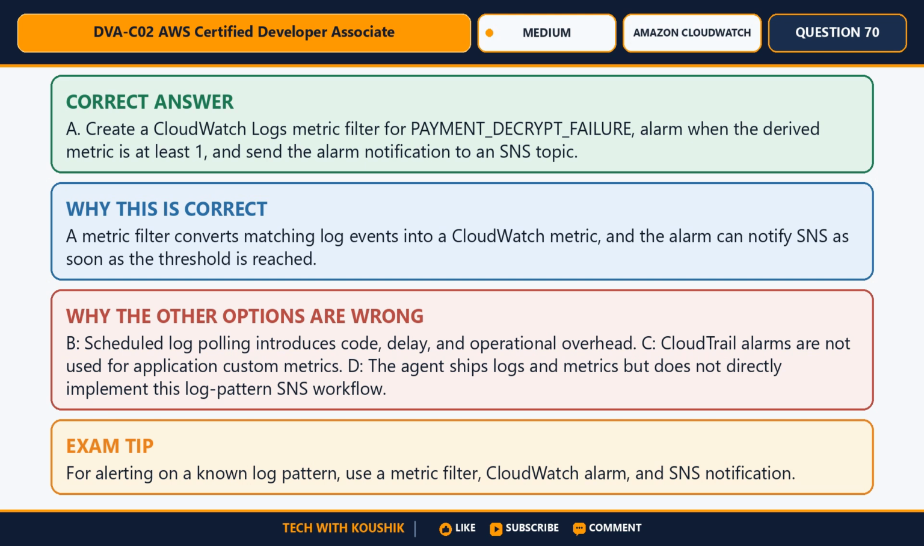Why are the other options not correct? B. Scheduled log polling introduces code, delay, and operational overhead. C. CloudTrail alarms are not used for application custom metrics. D. The agent ships logs and metrics but does not directly implement this log pattern SNS workflow. Exam tip. For alerting on a known log pattern, use a metric filter, CloudWatch alarm, and SNS notification.